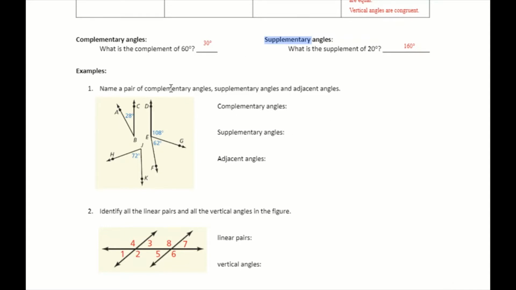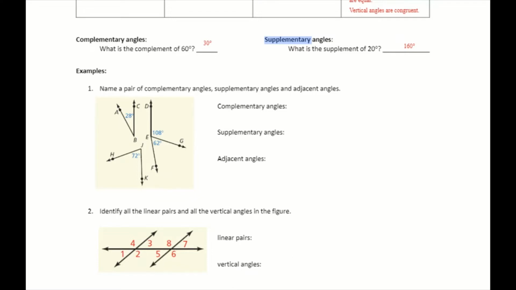This first one says, so what we're doing here is just identifying the complementary, supplementary, and adjacent angles. Let's start with complementary angles. We're looking for two angle measures that add up to 90 degrees.